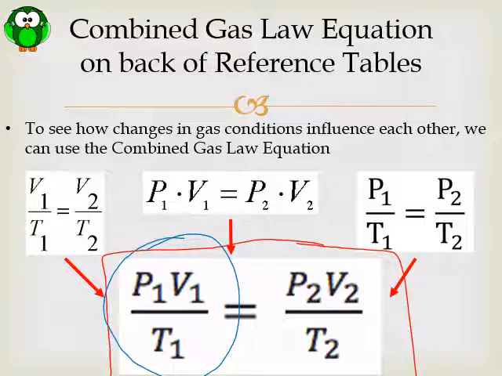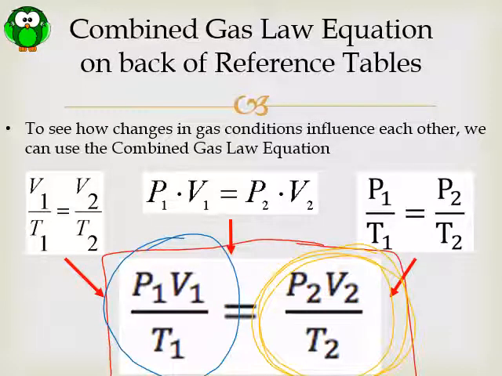I'm going to change the pressure, I'm going to change the volume, I'm going to change the temperature. Something's going to change, and that will now result in this new set of conditions on the right: P2, V2, and T2.